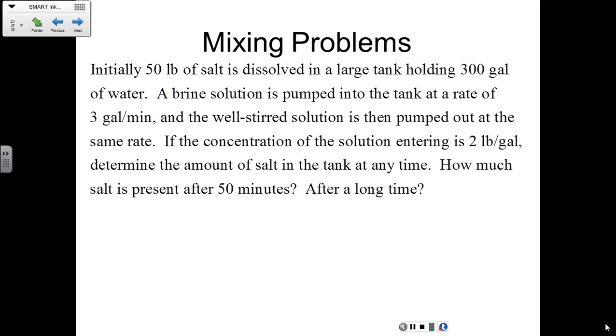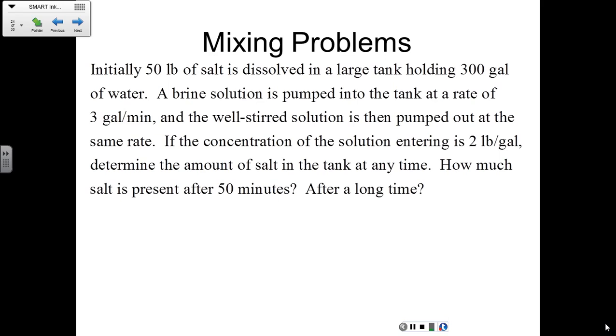Then we're going to start pumping something in. So initially, we've got 50 pounds of salt, 300 gallons of water, period. Does that change the volume of how much liquid's in there, adding the salt? Does it really? If you mix it together, you still kind of got 300 gallons of stuff. It's kind of how it would work.